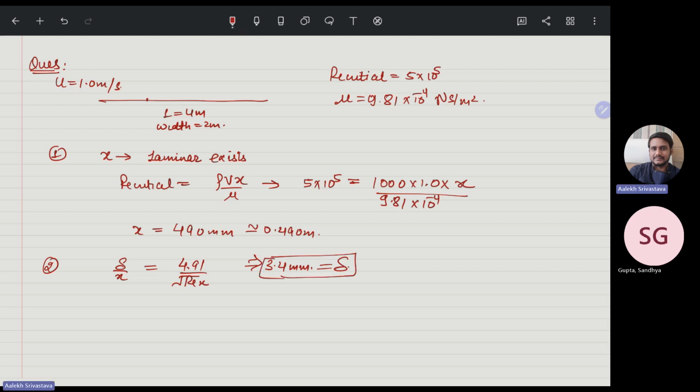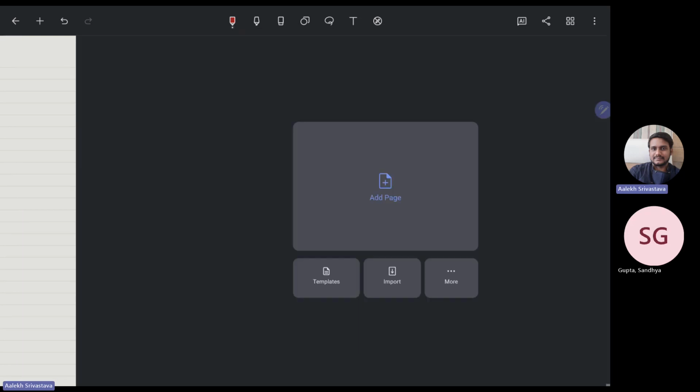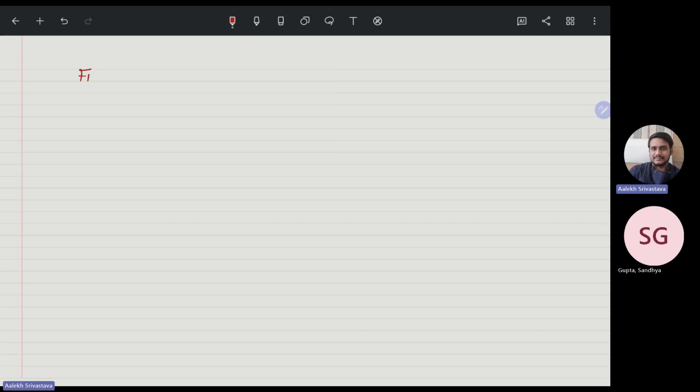Now the next problem is: what is the total drag over the system? So like I said, we need to find the drag in a distributed way. First, what is the drag on the plate from 0 to 0.49 meter? Because it is laminar, we know the value of CD for laminar, and we multiply with half rho U square A.